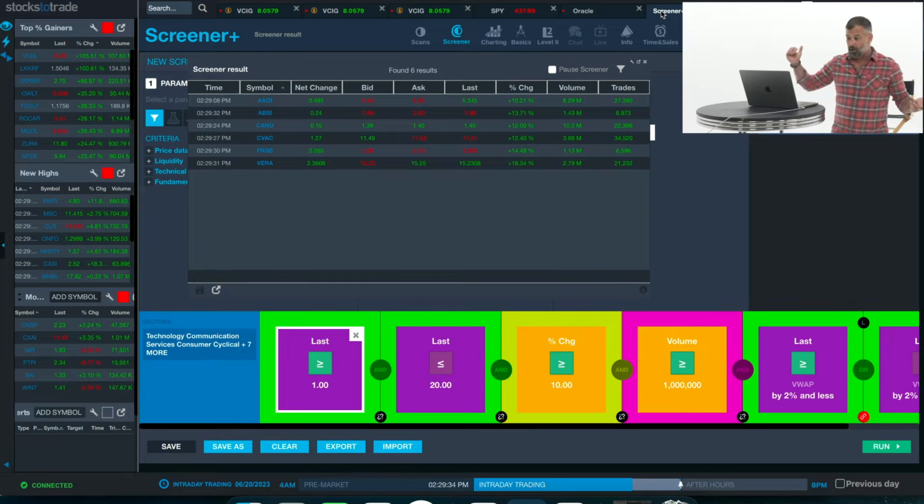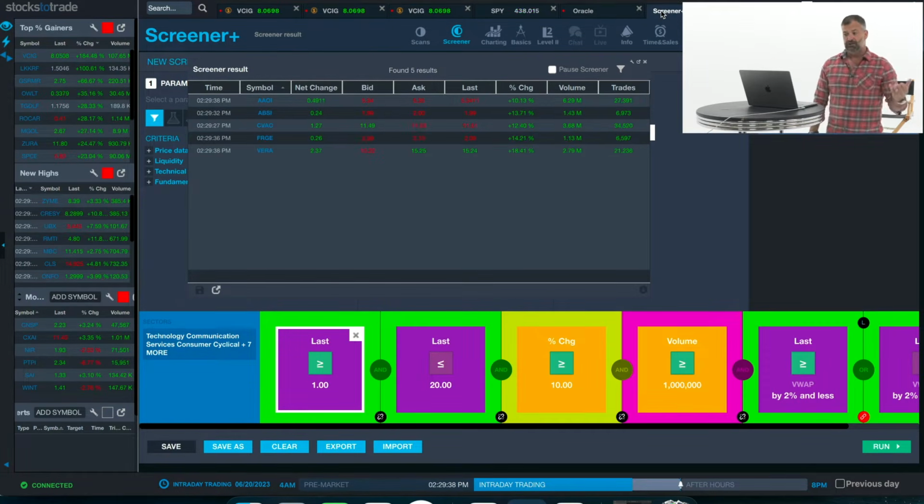So actually, I just had one more pop on, so I got 6. Remember, this is real time. And he just dropped off actually, but it's a real-time scanner, so you can be analyzing those stocks as they pop on. More of a day trade strategy.